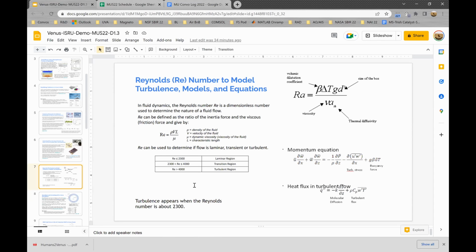And here's a slide on the Reynolds numbers, to really help us model the turbulence and mathematically derive equations for how our systems are going to be operating and experiencing. And so the Reynolds number can determine if the flow is laminar, transient, or turbulent. And when you have a Reynolds number above 2300, you have turbulence. And this can be calculated from this equation here.